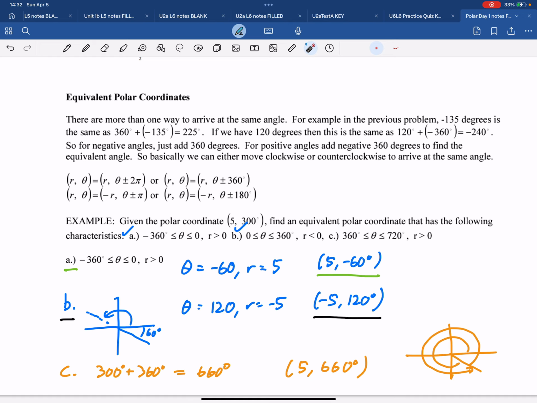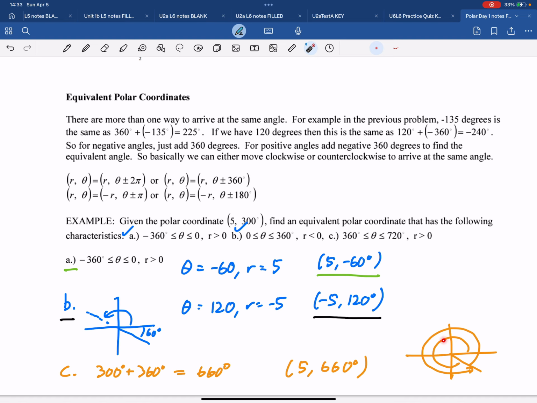Okay? So I know it's a little bit confusing. You will get it, but it's kind of a new way of thinking. The last one now, if we're just going from 360 to 720 with a positive radius, so all we really want to do is we want to be at the same position as 300 degrees, but we have to have one full rotation first. So all we need to do is add 360 to that. 300 plus 360 is 660. So 660 degrees. That's what I've drawn here.